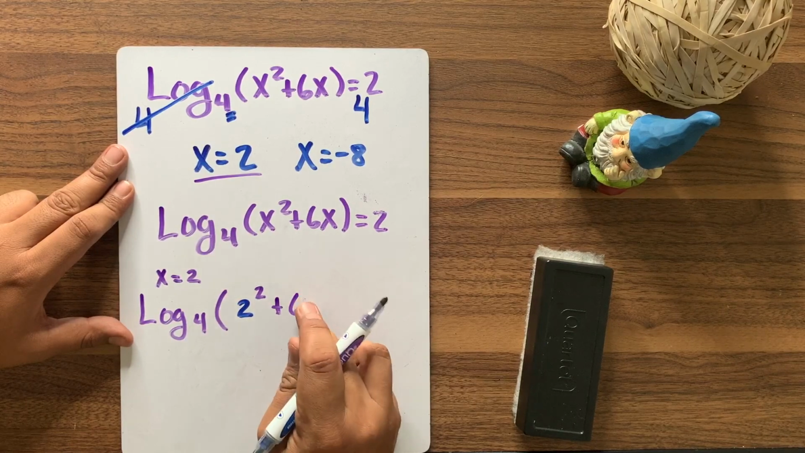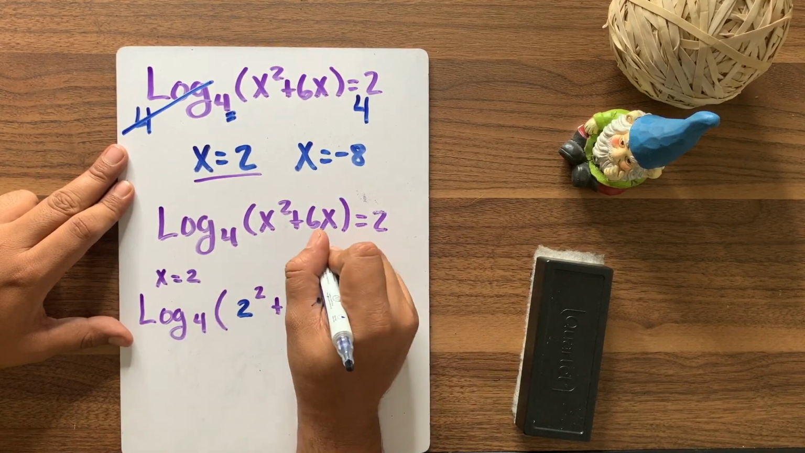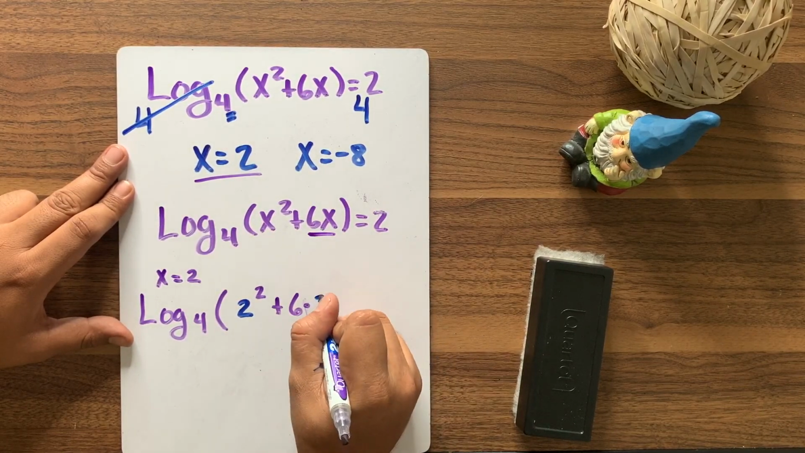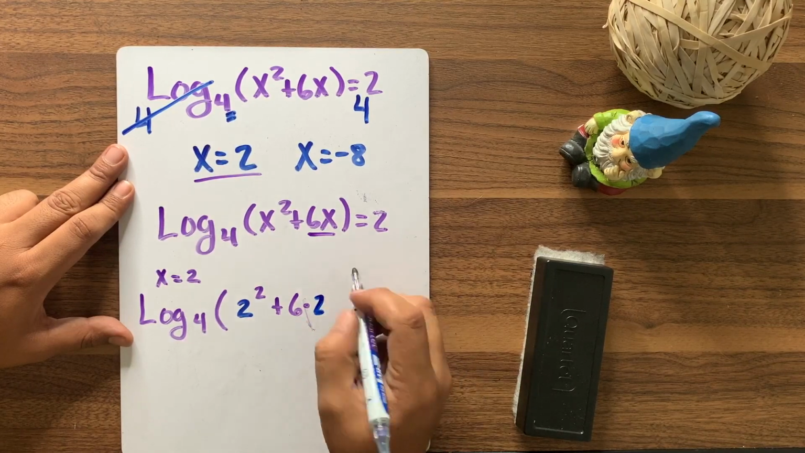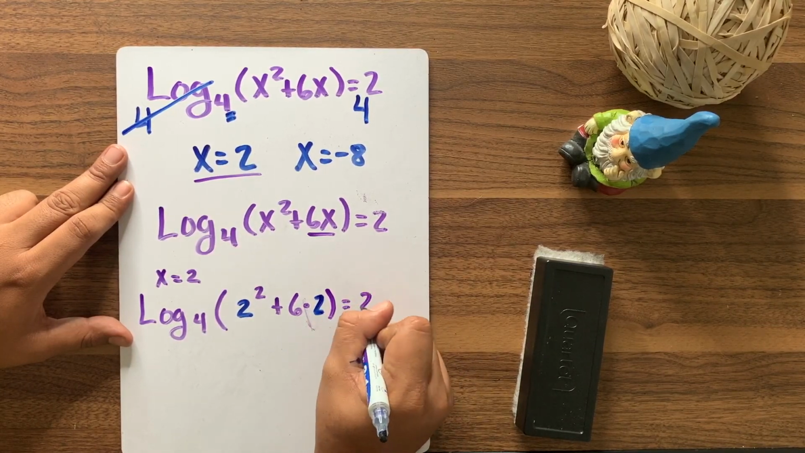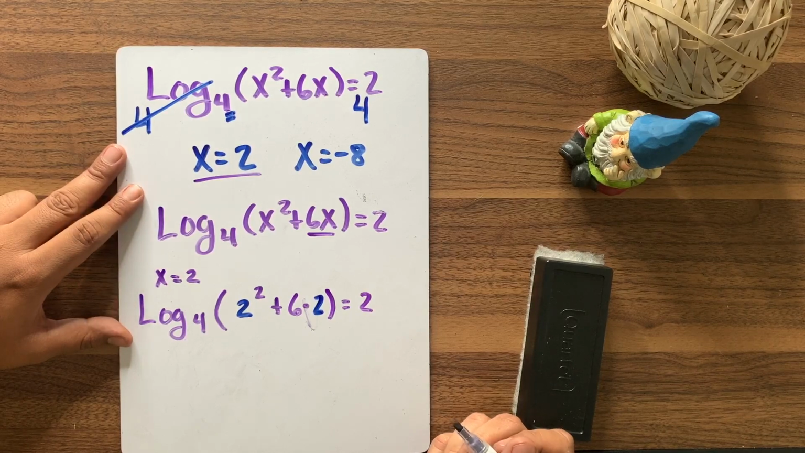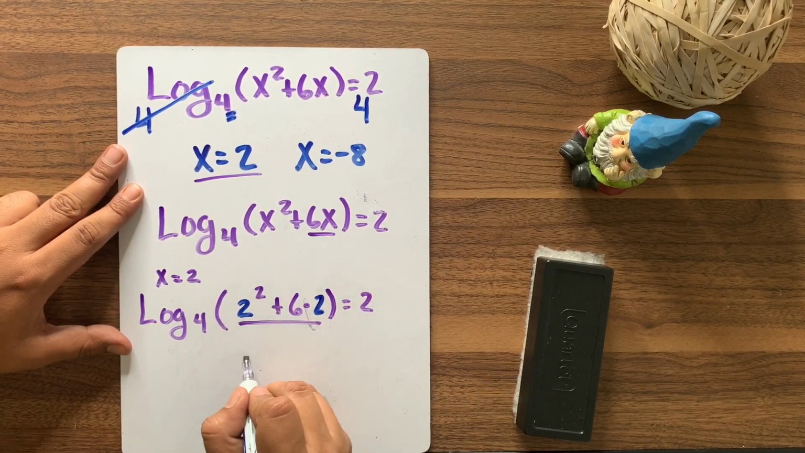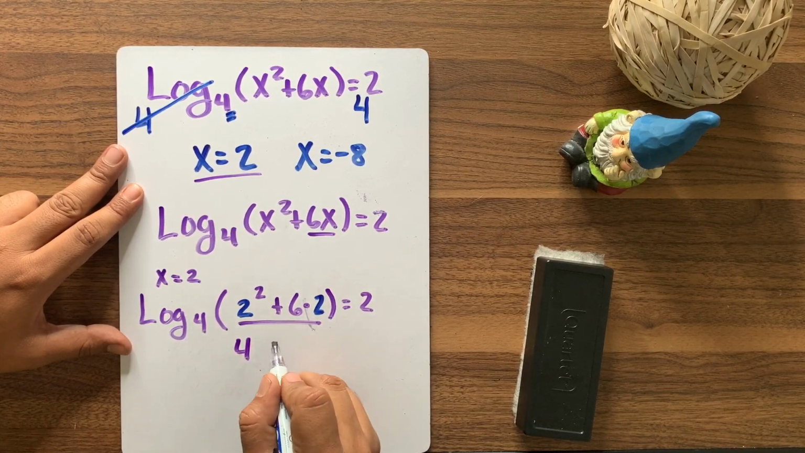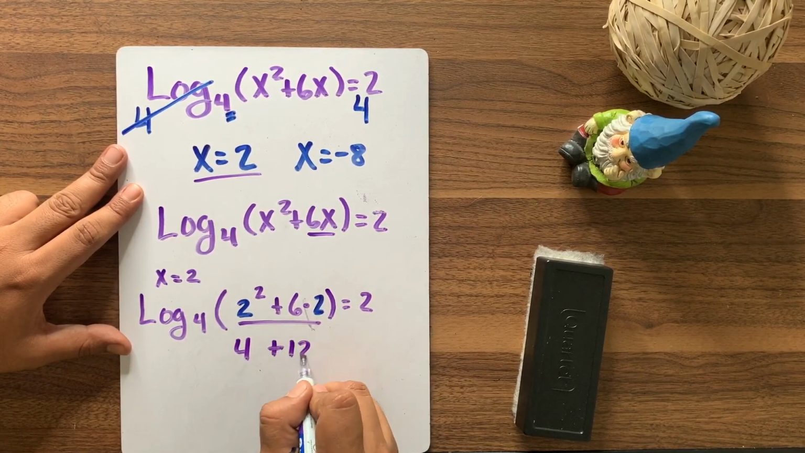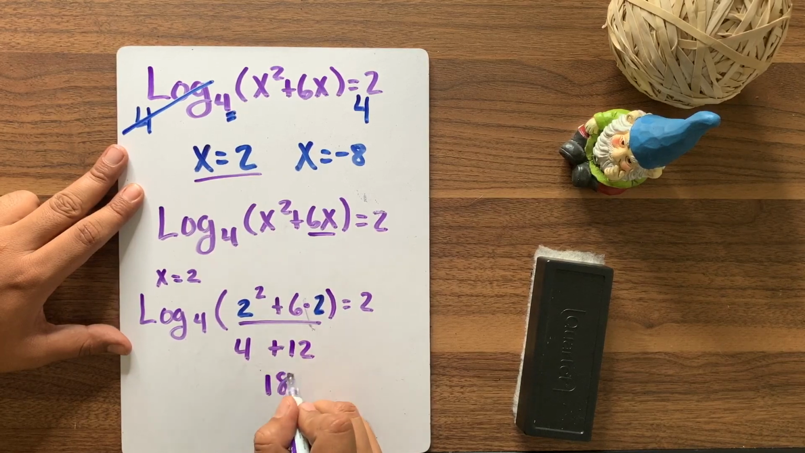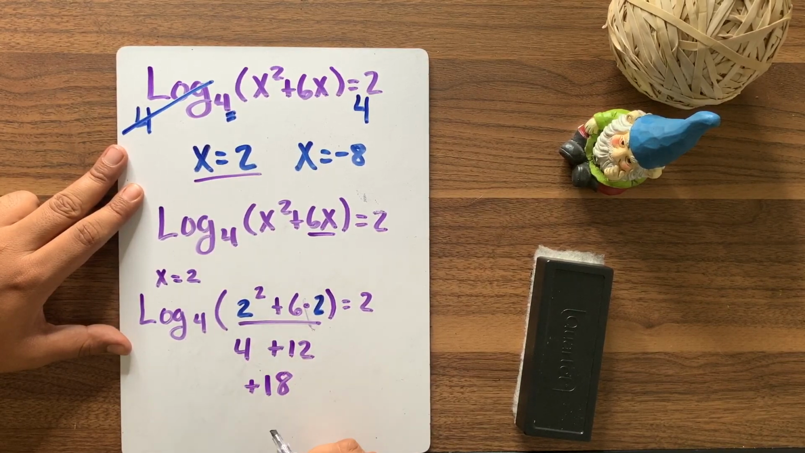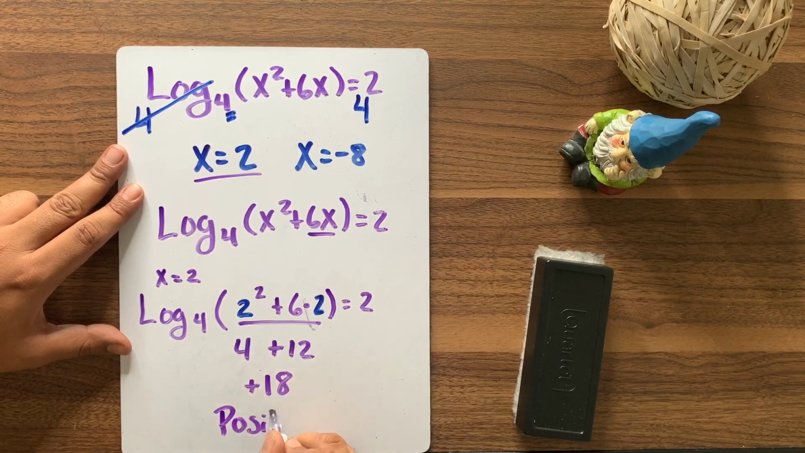What we're looking for is a positive number inside the log, because remember, we have limitations on logs. So what's 2 squared? 2 squared is 4. And 2 times 6 is 12. And last time I checked, 4 plus 12 is 18, and because I have a positive number inside the log, x equals 2 works as one of my answers.